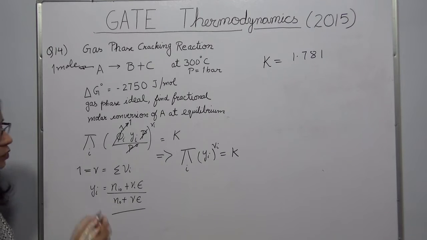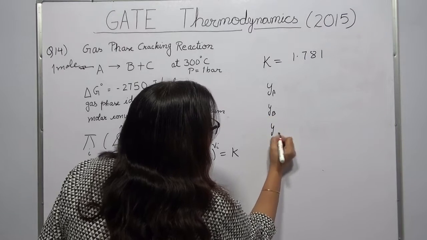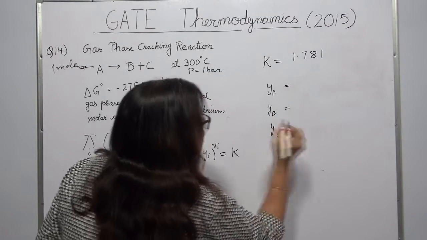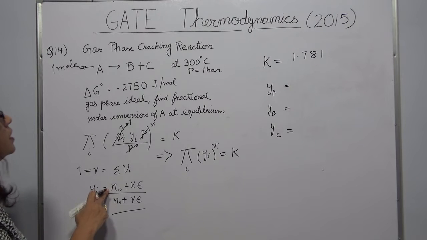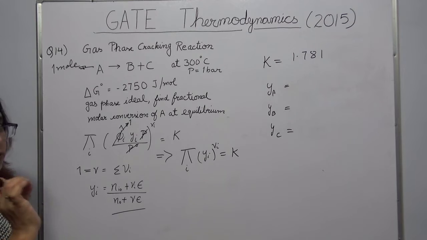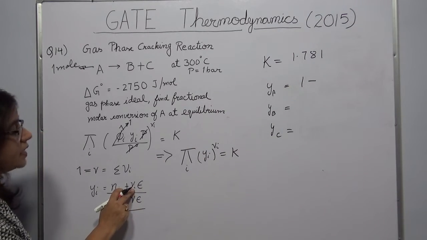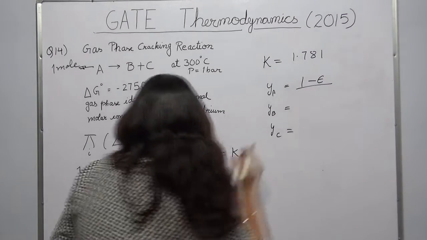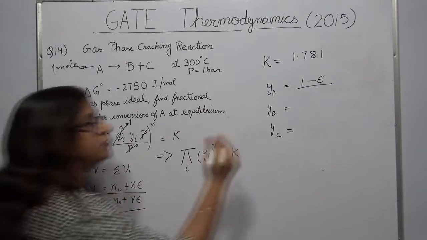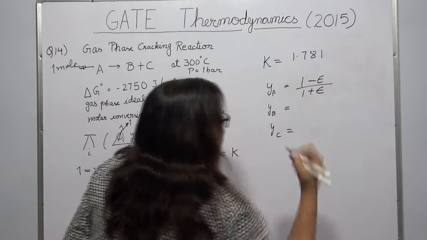Now I am going to write down my YA, YB and YC in terms of the extent of reaction. Okay, so that's also a very straightforward step. Ni0, since for A I am taking Ni0 as 1, so 1 minus, nu I for A is minus 1, so minus epsilon, upon the initial number of moles 1 plus the summation of all nu I, which is 1, so plus epsilon.